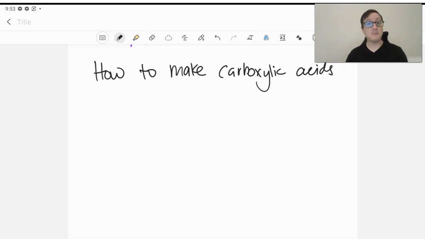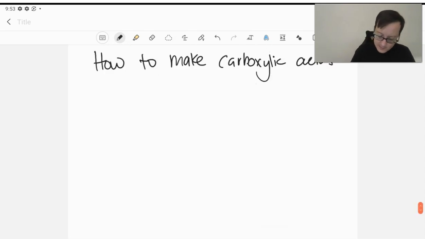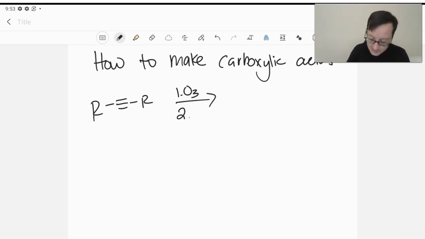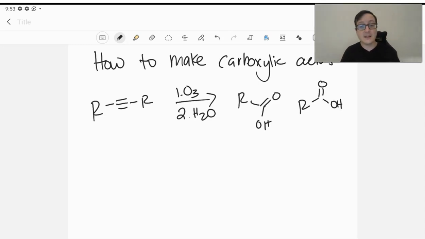Let's start by reviewing how to make carboxylic acids in the first place. We've studied a number of reactions that will produce carboxylic acids. For example, if we take an alkyne, and treat it with ozone and water, you will get 2 carboxylic acids out. Whatever your R groups happen to be, you'll get 2 carboxylic acids out through the oxidative cleavage of that bond. So that's one way to make carboxylic acids.